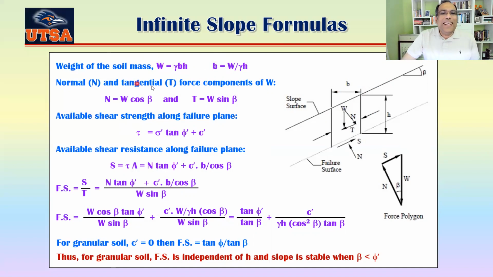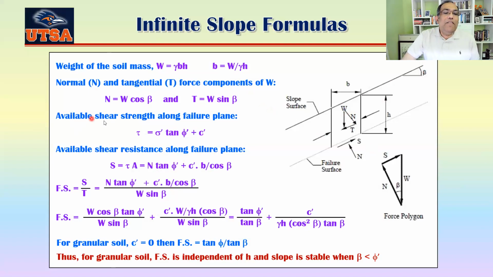Now, normal and tangential force components of W. If you see here, this is your normal force and this is your tangential force, right? So this one is basically W cosine beta, and T equals W sine beta. Beta is the angle here, meaning this angle here is beta.